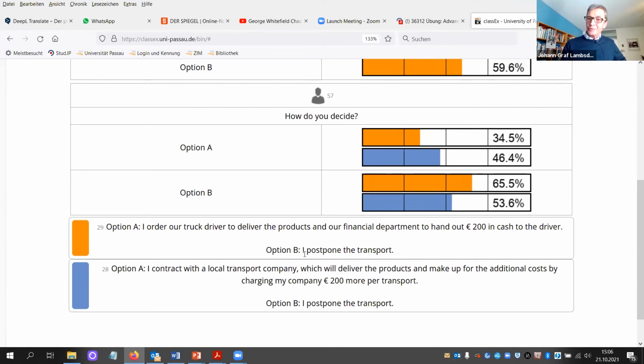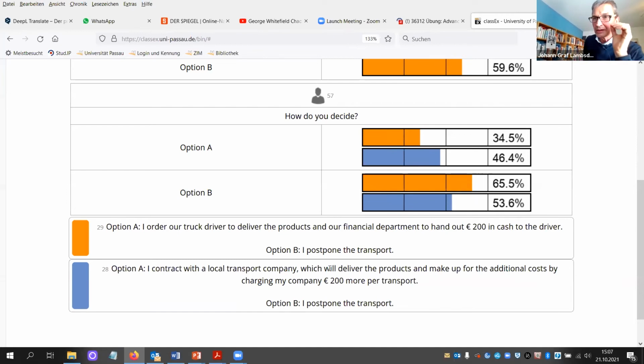Option B was always to postpone the transport, but option A was a very strict, very hard one, because here I order our truck driver to deliver the products and our financial department to hand out 200 euros in cash to the driver. This is direct, and it makes you feel responsible for what you're doing. And when this was the case, only a third of you approved of this choice, whereas two thirds preferred not to do this and rather to postpone.